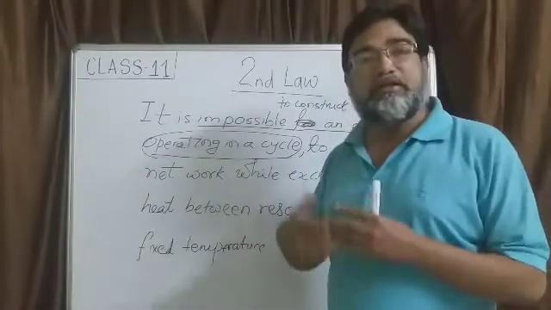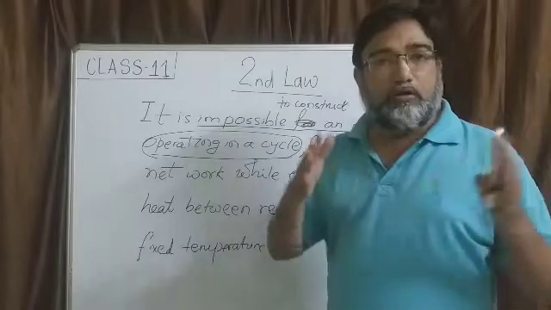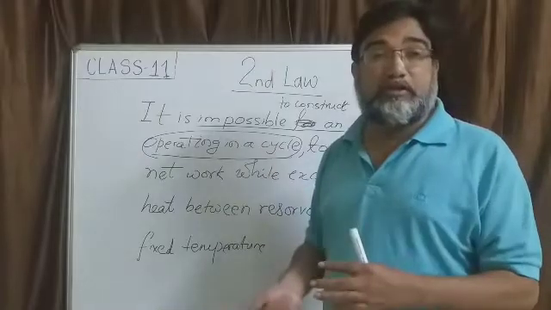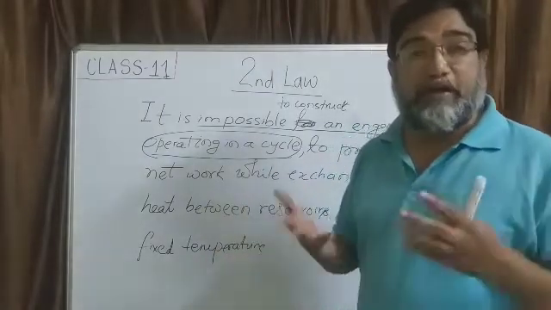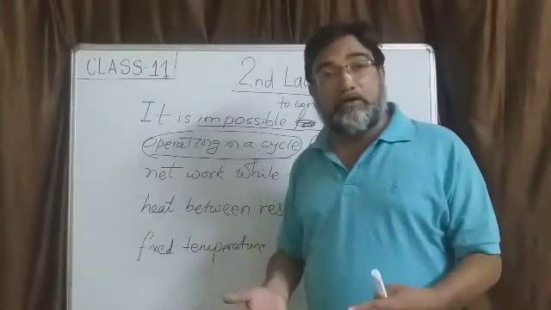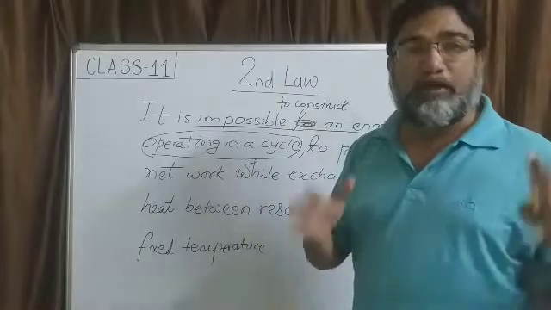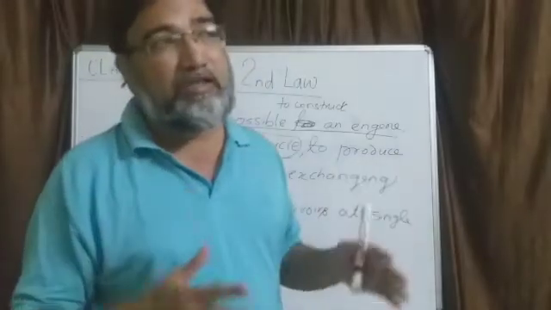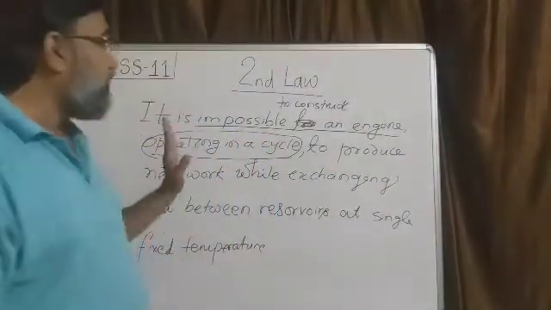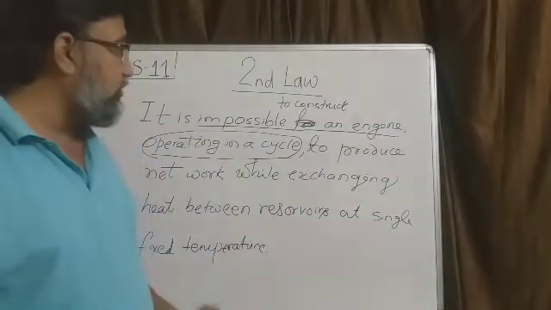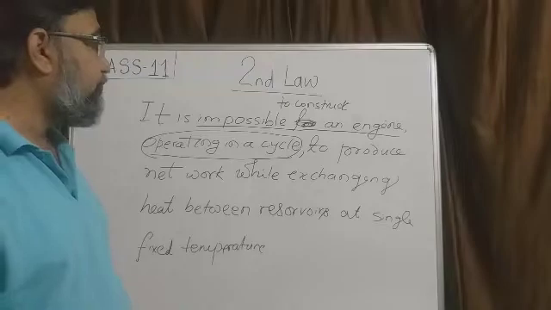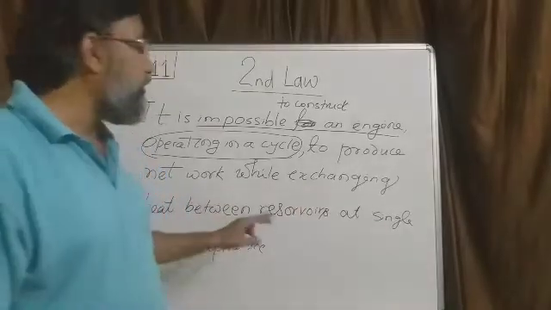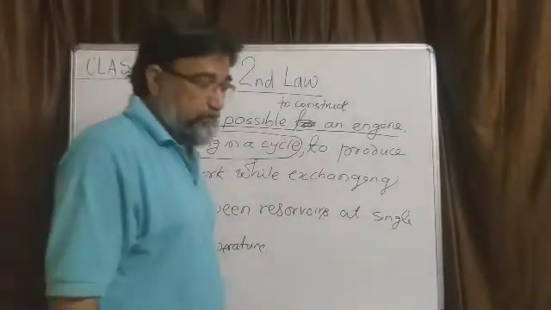You might have heard that a diesel engine operates on the basis of a diesel cycle, a petrol engine operates on the basis of something called an Otto cycle, an aircraft engine works on the basis of a cycle called the Brayton cycle. Similarly, a power plant operates on the Rankine cycle, and so on. So every power giving cyclic device operates on the basis of some basic cycle, and the cycles are named after the inventor. Now, such an engine operating in a cycle cannot produce net work if it will exchange heat between reservoirs at a single fixed temperature.